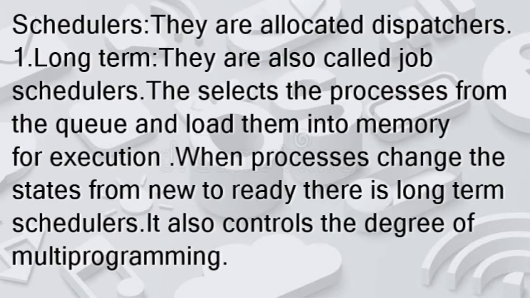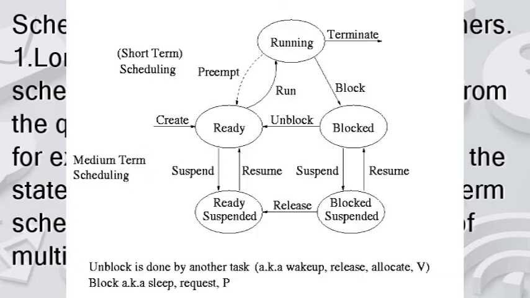Next thing that we have is the schedulers. Now when I'm talking about the scheduler, these are also called dispatchers. Basically these are of three types. Number one is long term. They are also called job schedulers. They select the process from the queue and load them into the memory for execution. When the process changes state from new to ready, there is a long-term scheduler. It also controls the degree of multiprogramming.